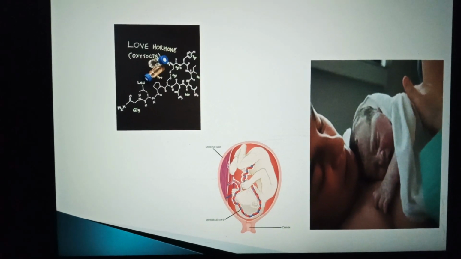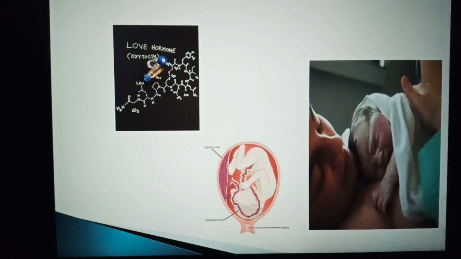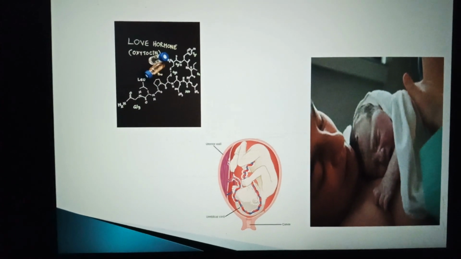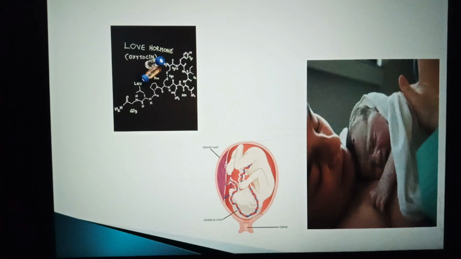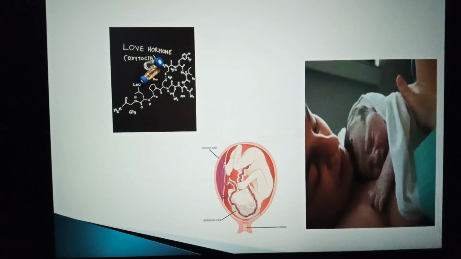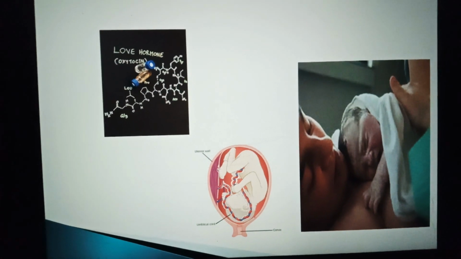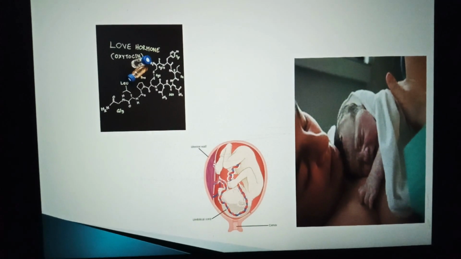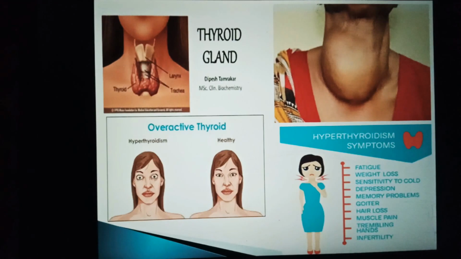The next one is the oxytocin hormone, which stimulates the contraction of uterus walls in mothers for childbirth. Moreover, this hormone is essential for the ejection of milk from the breast.